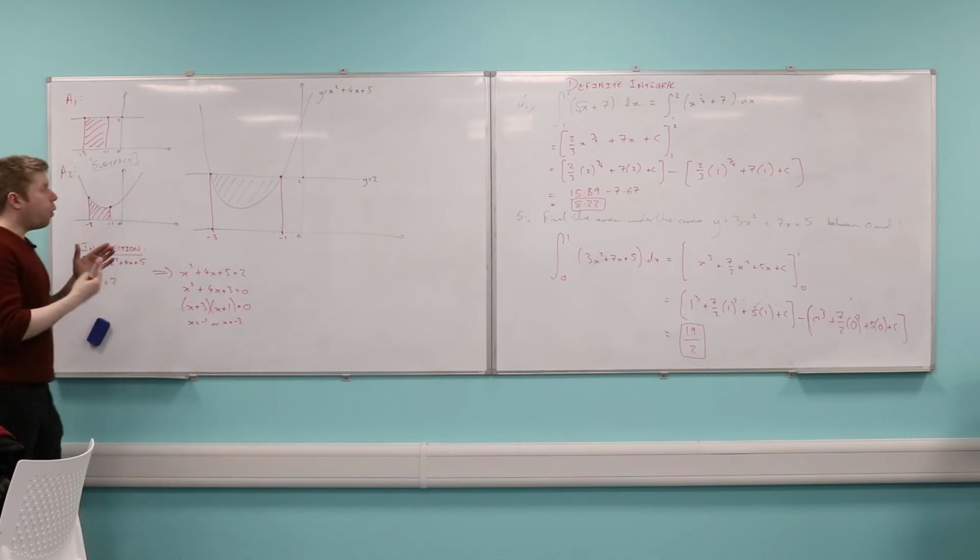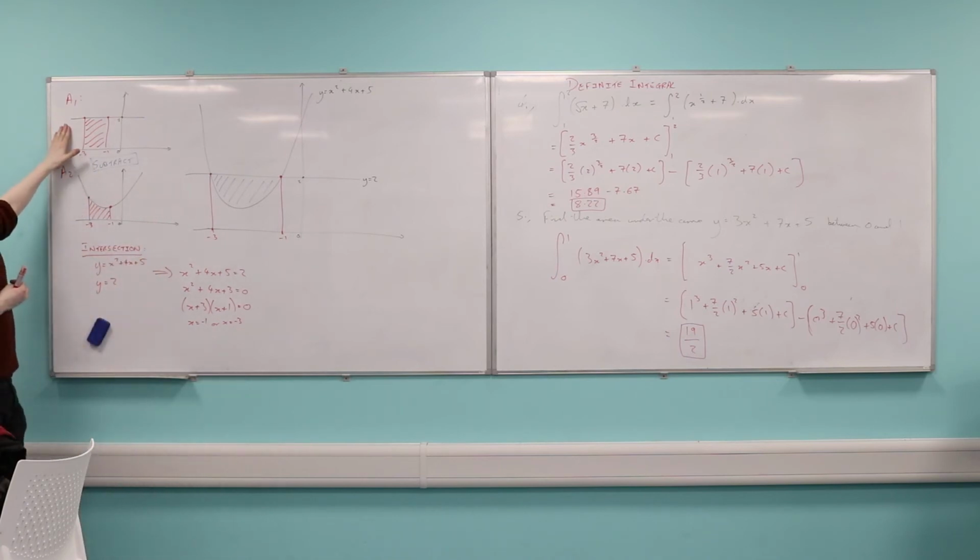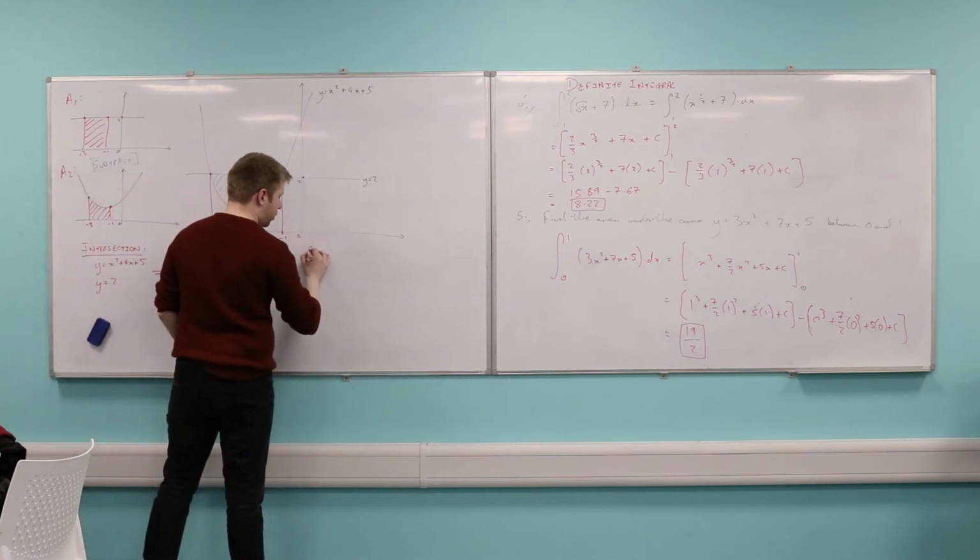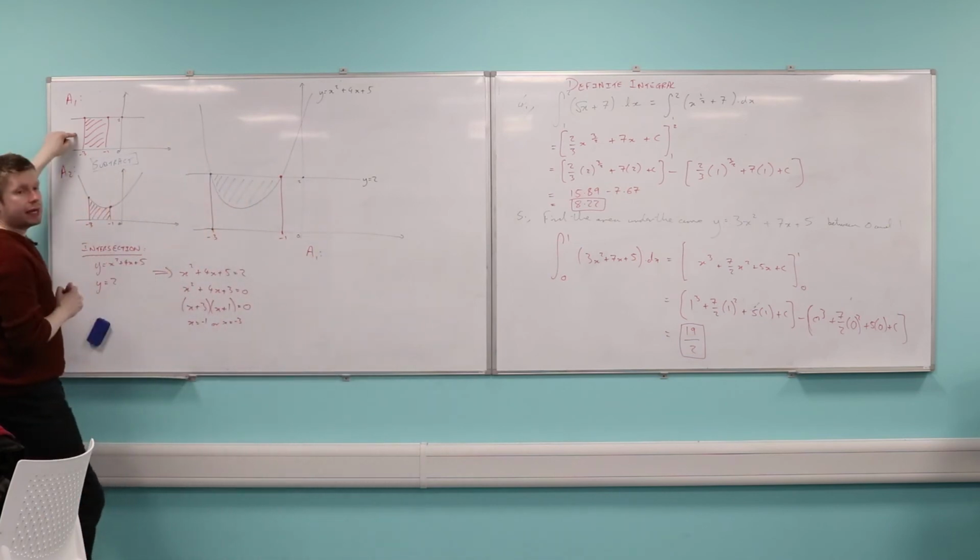What we're going to do now is find the area. So we need to find the area underneath the line y equals 2 between negative 3 and negative 1, find the area underneath y equals x squared plus 4x plus 5 between negative 3 and negative 1, and subtract the two areas from each other. So let's first of all do area 1, this big area.